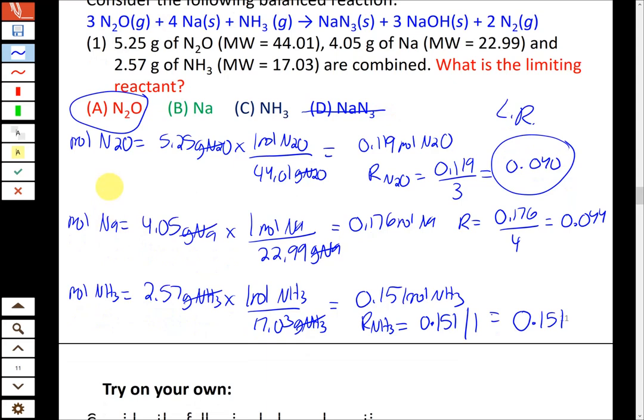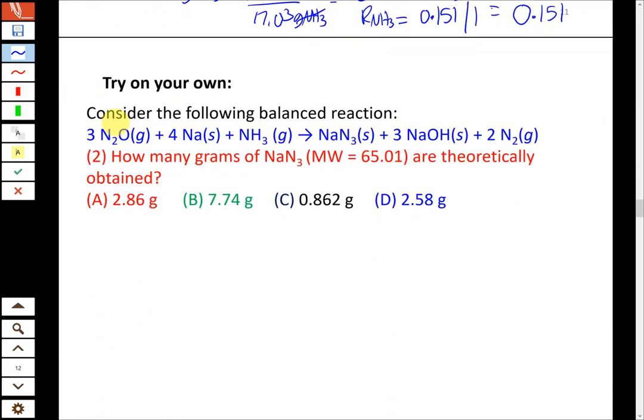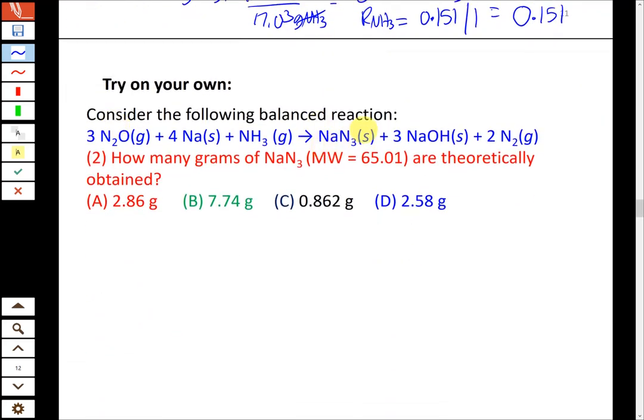All right, the next question is how many grams of sodium azide, NaN3, are theoretically obtained, meaning how many can form if we have this much reactants present. We have to start this calculation with the limiting reactant. Anytime we're calculating an amount of product that forms, the calculation starts with our limiting reactant, which we just identified as N2O. We're looking for grams of NaN3, and the calculation is going to start with our amount of our limiting reactant.